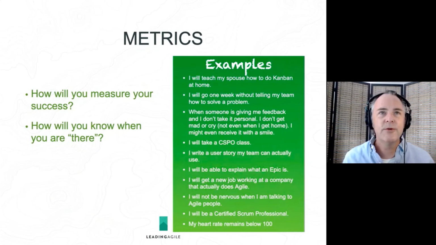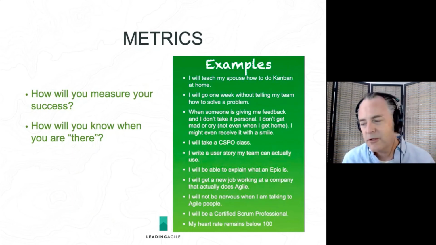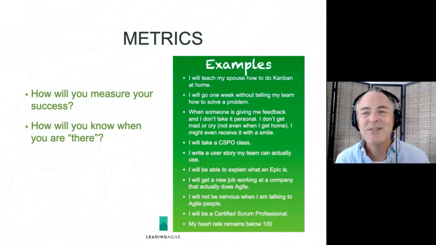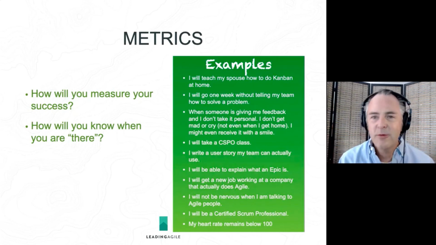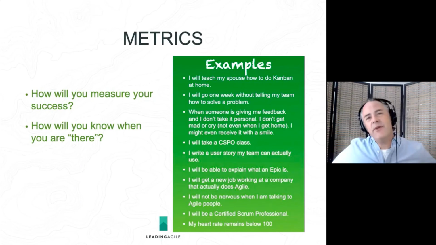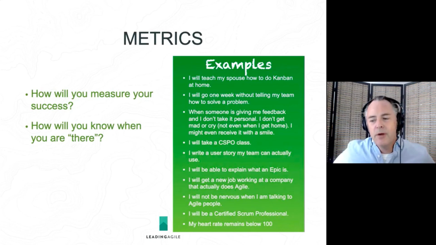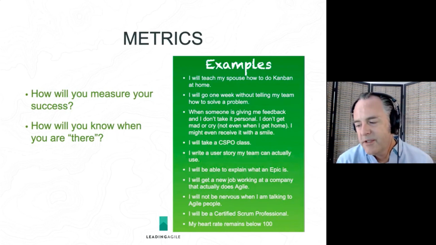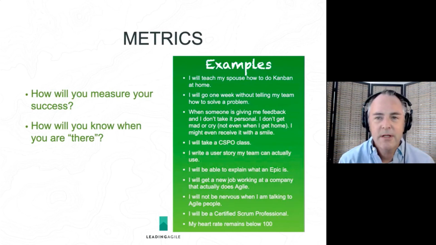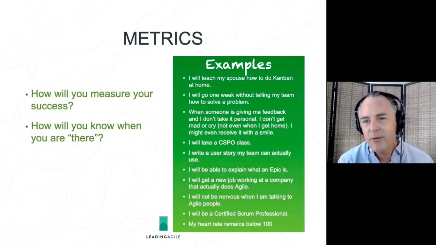Metrics. Metrics are really important, and metrics are also misused all the time. So how do you know when you get to, in quotes, there? Hopefully none of you are ever going to say, yep, I'm Agile, I'm done. But maybe there are some things that would indicate that you've made progress. Maybe your team will stop laughing at your user stories. Maybe you can teach Kanban to somebody else. One person said, my heart rate remains below 100 when I'm in a room with Agile people.